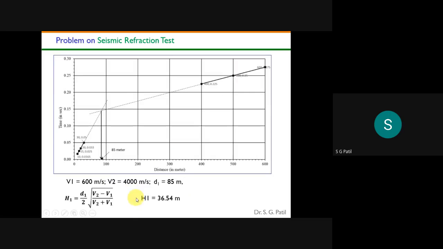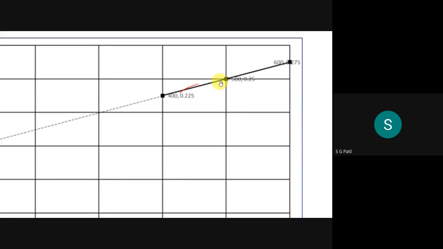I have already plotted a graph here. This is the graph between distance versus time. This is the first portion of the line, and this is the second portion. You see how many points: 1, 2, 3, 4. 4 points here you will get, and here another 3 points you will get.